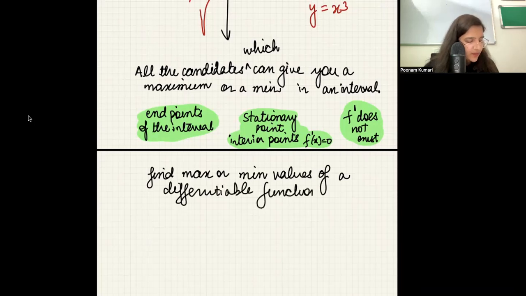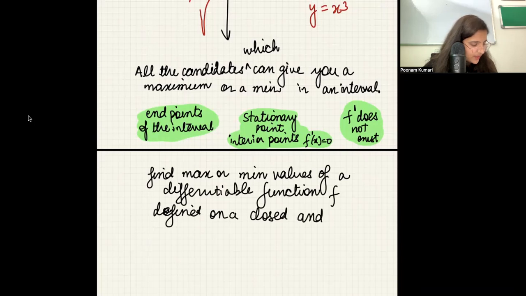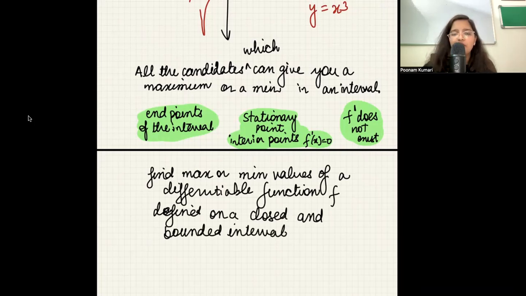So if you want to find the maximum or minimum value of a differentiable function f, which is defined on a closed and bounded interval. So closed and bounded interval would mean like your endpoints of the interval are also a part of that domain, and it's a bounded interval. So it can't be like, closed interval 0 to infinite. Infinite is not a bound. Okay. So you have something like this.